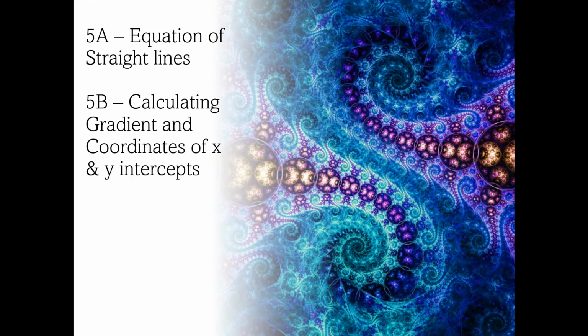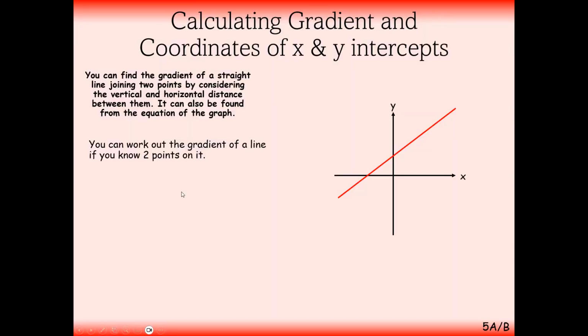Welcome back. In this video, we'll be looking at equations of straight lines. In particular, we'll be learning how to calculate the gradient of a straight line and figure out missing coordinates. If we do know the gradient, we'll be looking into how to figure out the intercepts, y-intercept and x-intercepts. So let's look at the definition of gradient.